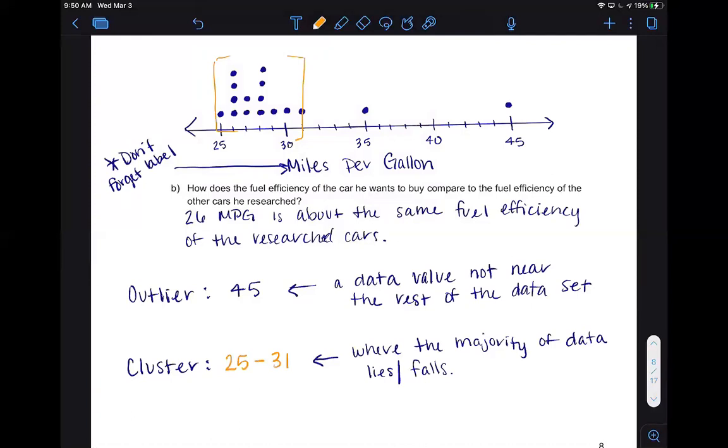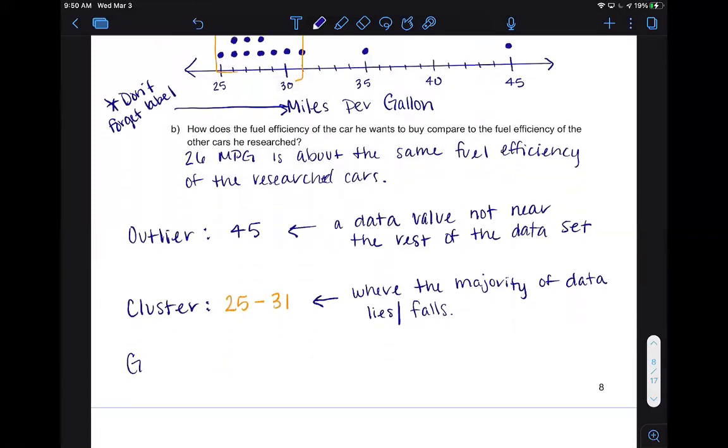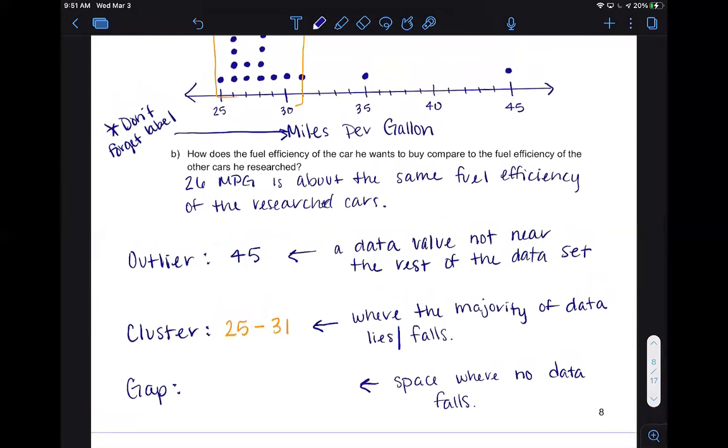And then the last one we're going to talk about is a gap. I'm going to leave a space again. A gap is space where no data falls. So if you have an outlier, you're going to have a gap. Here we actually have two gaps. Where are our gaps at? Between what two data entries?